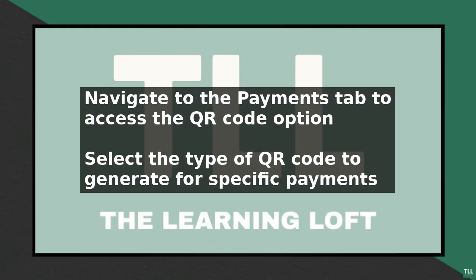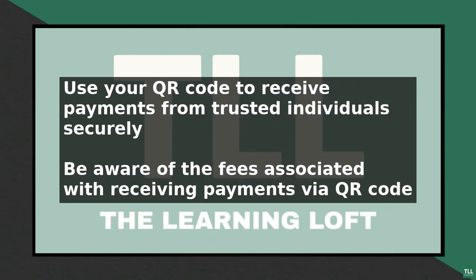Your QR code will be displayed on the screen, and you can use it to receive payments from friends, family, or businesses. You can also save your QR code to your device or share it with others via email or messaging apps. When using your Revolut QR code, make sure to only share it with trusted individuals or businesses to avoid any potential security risks.